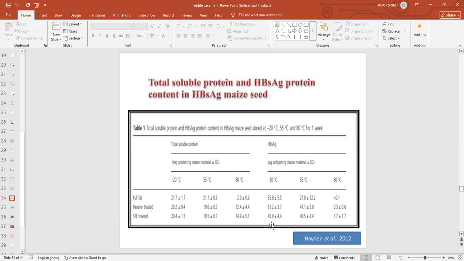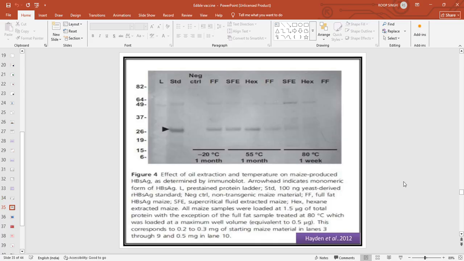Here it is 45.9 microgram antigen per gram of maize. Here at 55 also it showed 48.5. So at 55 degrees Celsius it was still stable, but at 80 degrees Celsius the HSB was degraded. So at least we can say that this protein is stable even at 55 degrees Celsius. So it means it can be stored at room temperature for a longer period of time.